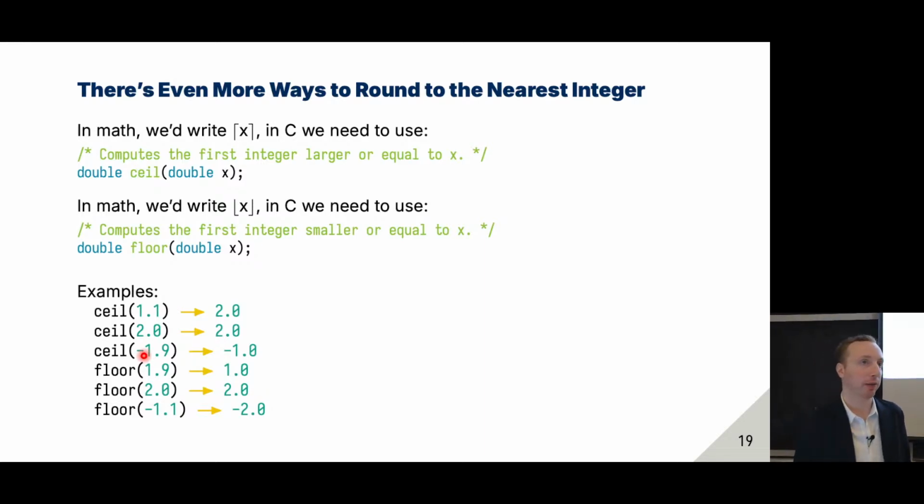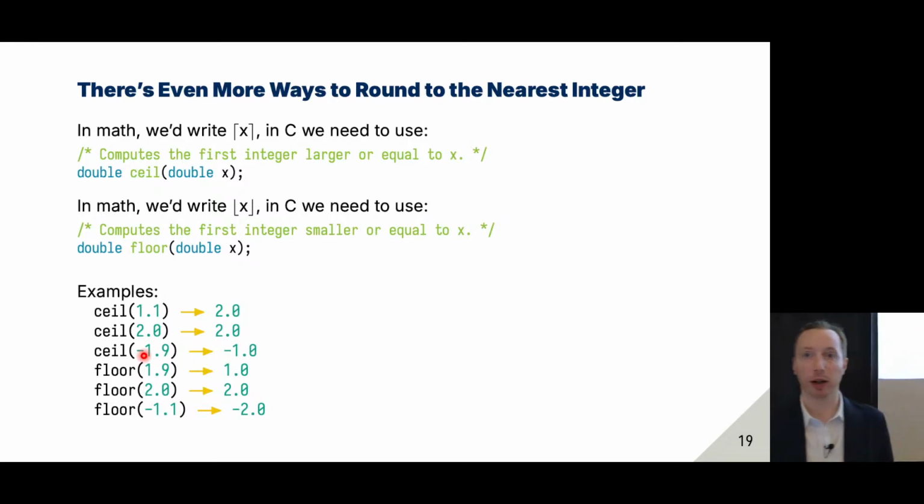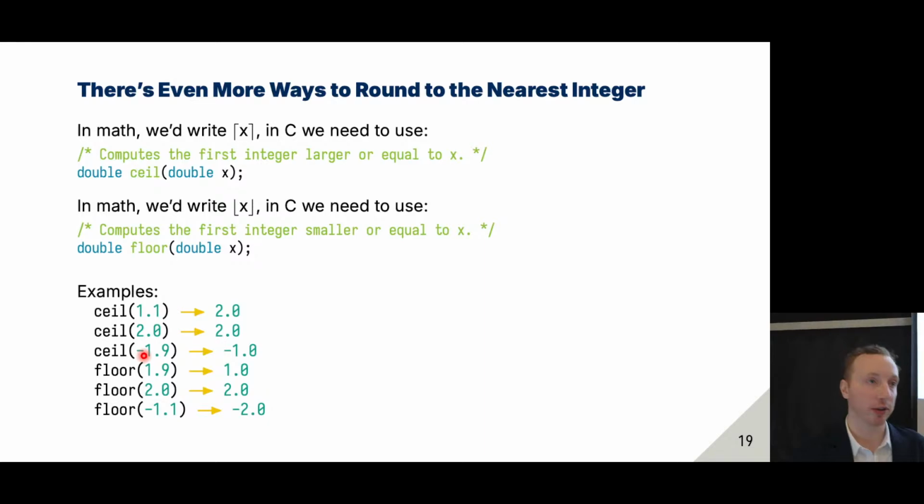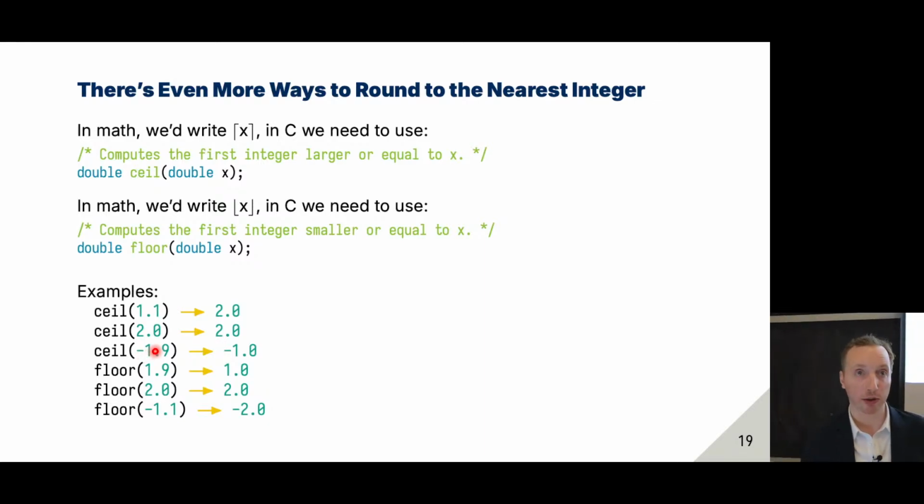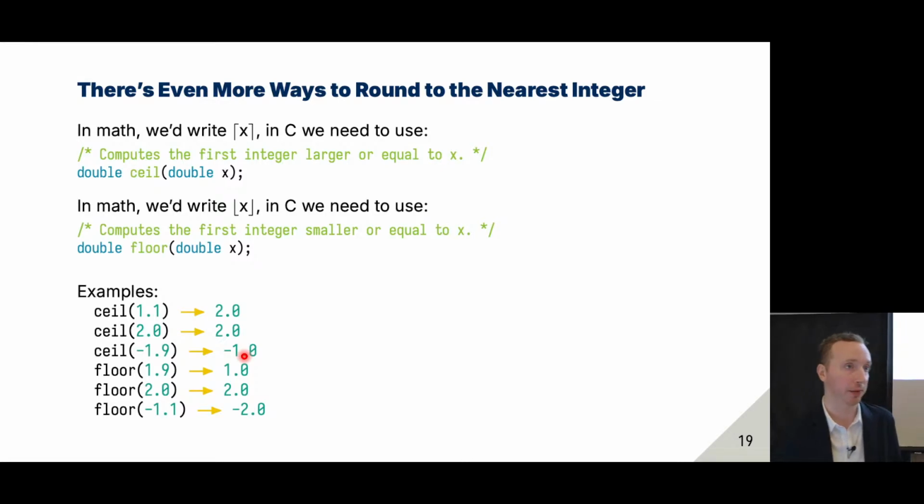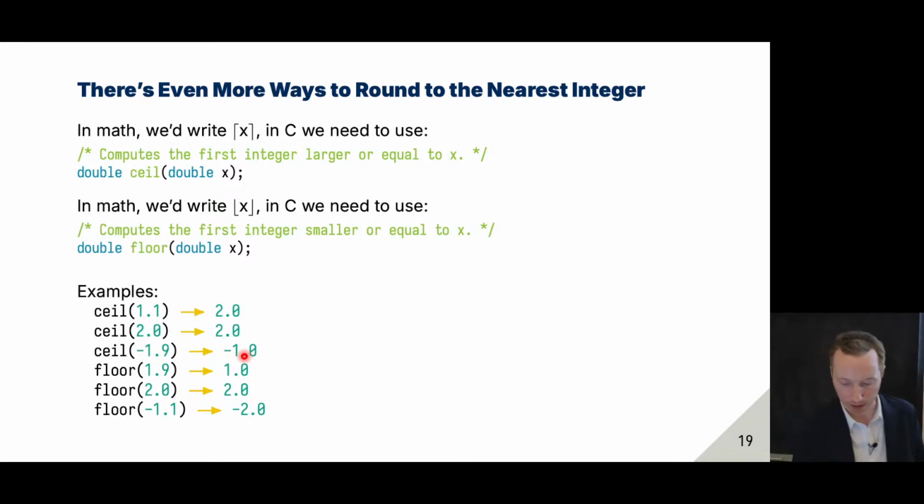Ceiling of negative 1.9 goes to the next largest number, so it wouldn't be negative 2 because negative 2 is smaller than negative 1. So the closest larger integer to this is just negative 1. Be careful if you do this with negative values.